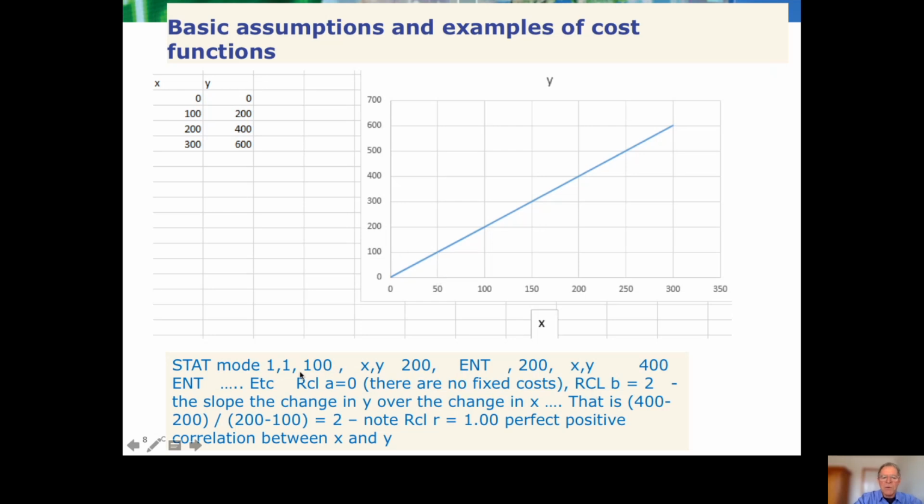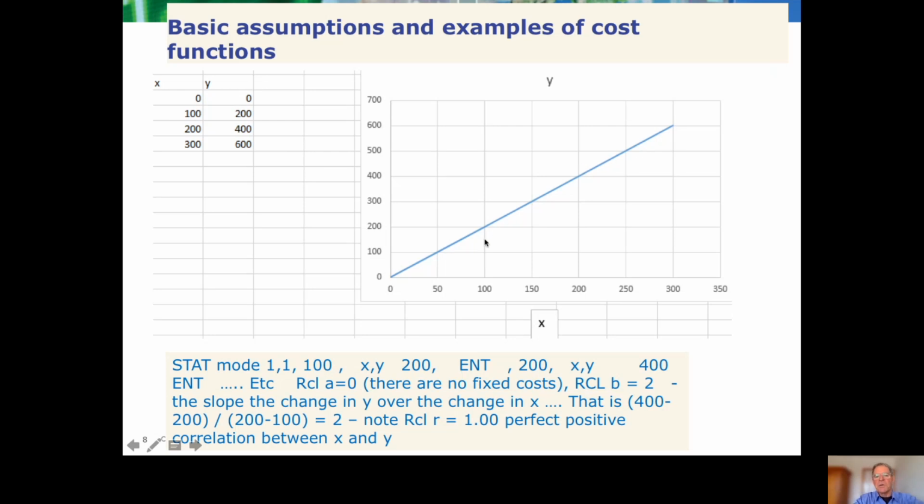So if you were to enter all this data correctly, if you went recall A, you should get 0, no fixed cost. If you go recall B, you'll get 2, the slope of the line. And if you were to go recall open bracket, you would get 1. It's a perfect positive correlation between what's happening in X and what's happening in Y. All the dots are on the same line. There's no deviation from the line whatsoever.